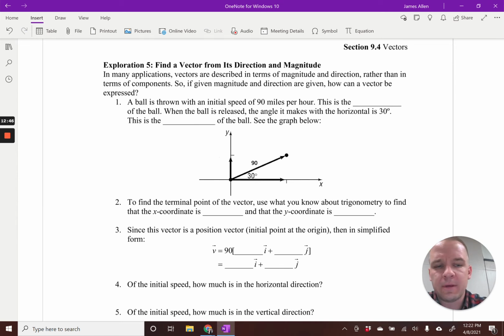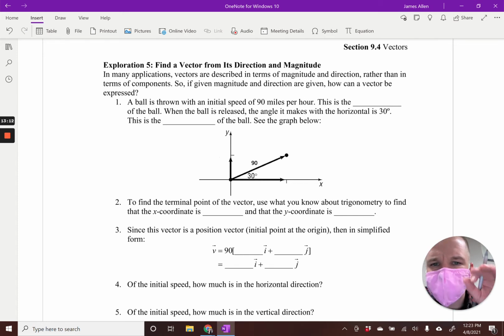Love exploring with math. I always loved that, you know, when I got that in a math class, we're like, let's explore. It's like, no. But yes, let's do it. Alrighty, find a vector from its direction and magnitude. So in a lot of applications, vectors are going to be described in terms of our magnitude and the direction rather than in the components, okay? So if a magnitude and direction are given, how can a vector be expressed?